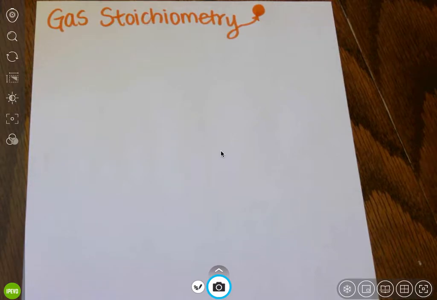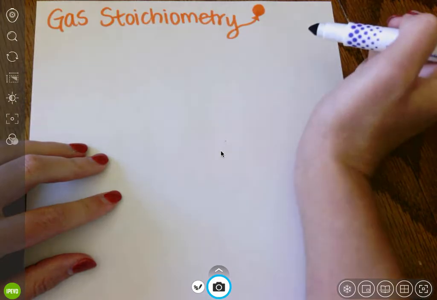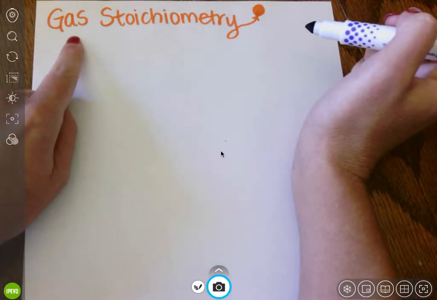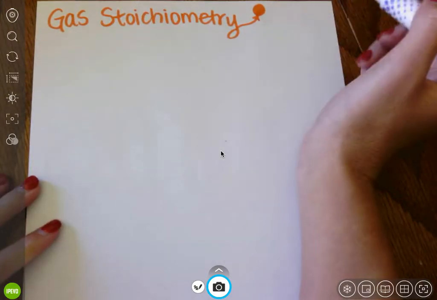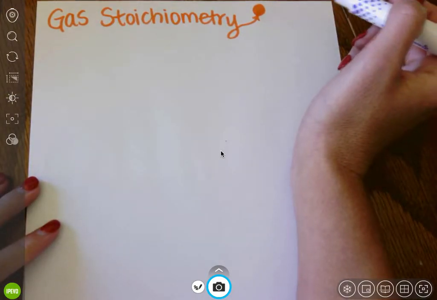All right, guys. So I'm going to give you some stoichiometry notes via a video. For gas stoichiometry, we are dealing with gases and stoichiometry. So these are reactions that involve gases. And there's two different types of gas stoichiometry questions.